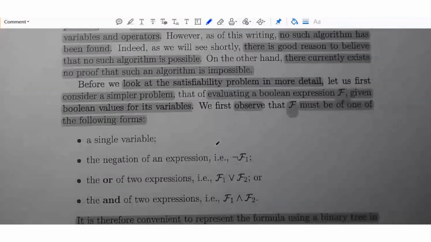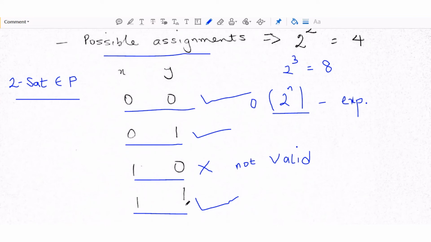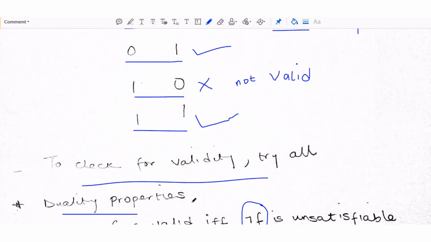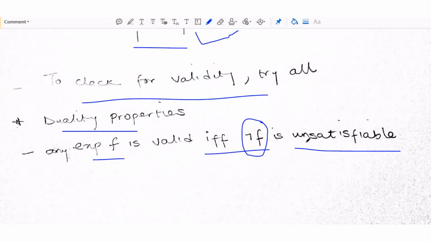If you try to enumerate all these possible assignments, and I want to give you that as an exercise, with that negation, you will discover that it is unsatisfiable. So we say that not F is unsatisfiable if F is valid, and at the same time F is valid if not F is unsatisfiable.